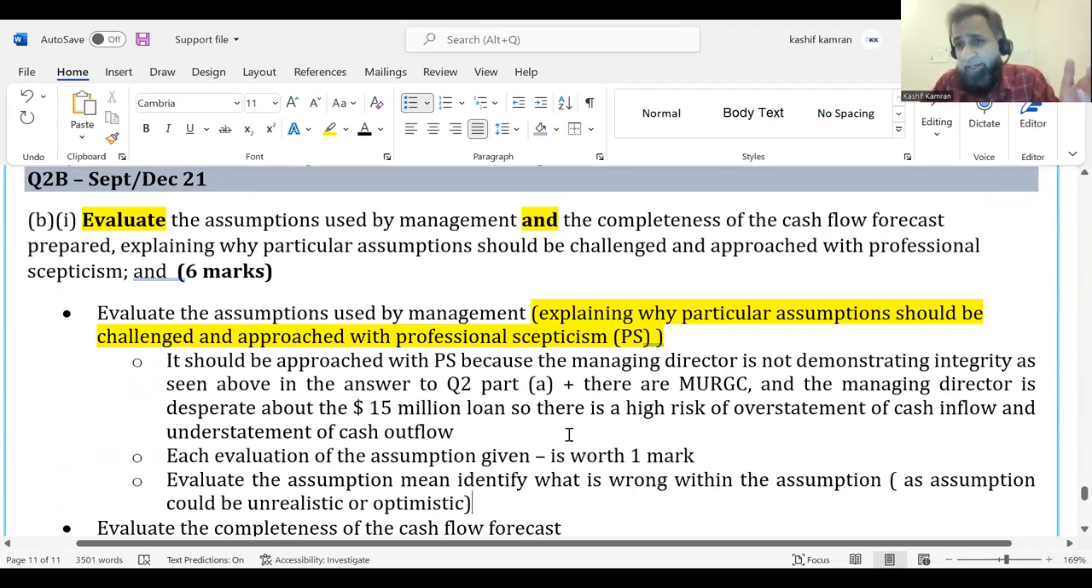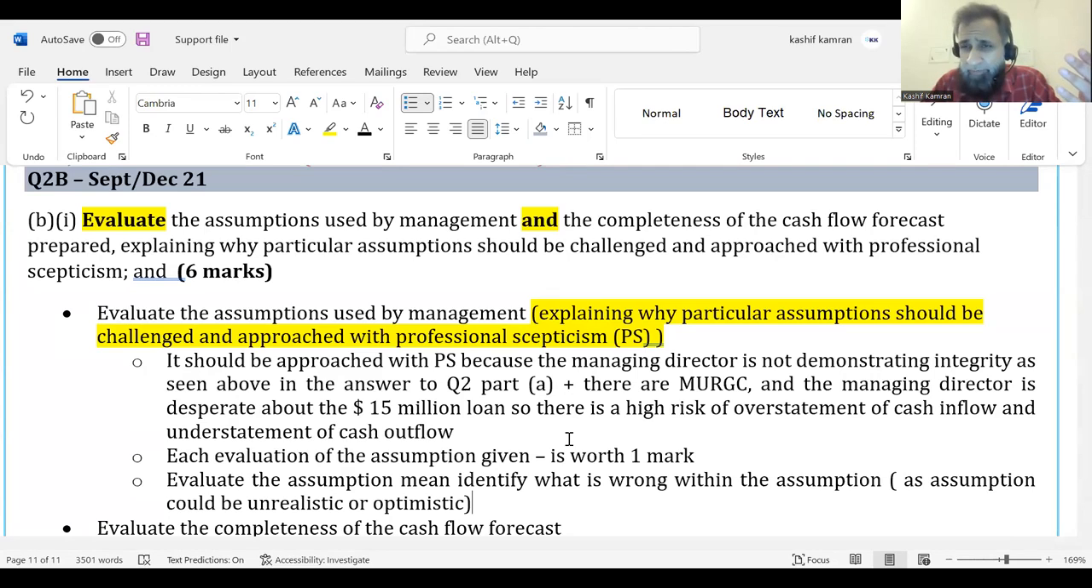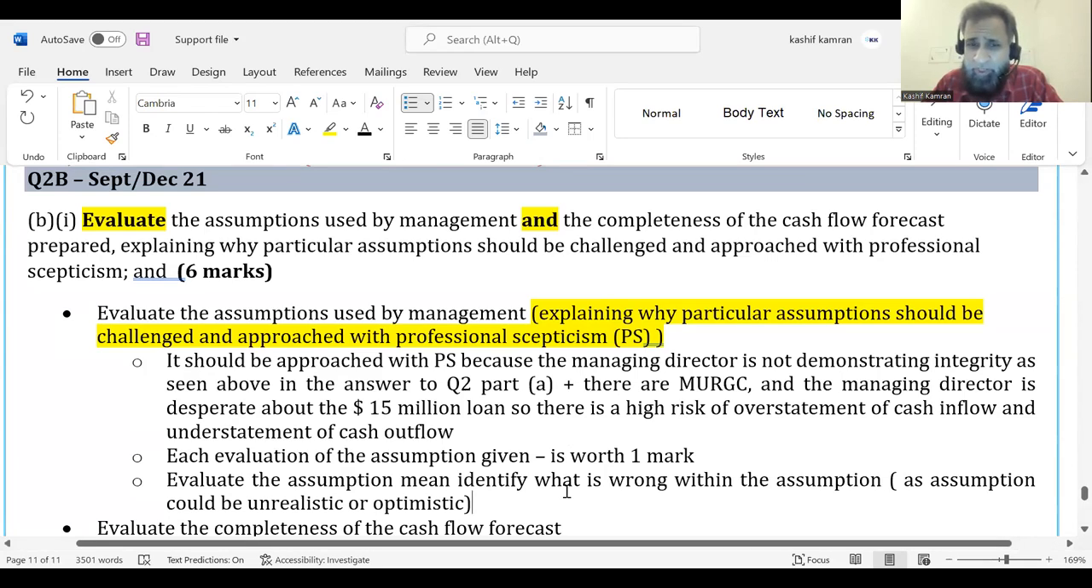This question has come many times in past papers. Whenever you see a question on prospective financial information, the examiner asks you to evaluate the assumptions. I believe this was even in the December 16 paper, question number 3, if I'm not wrong. The same requirement came in the December 16 paper. The question is 3 or 4, I guess, which was on prospective financial information.